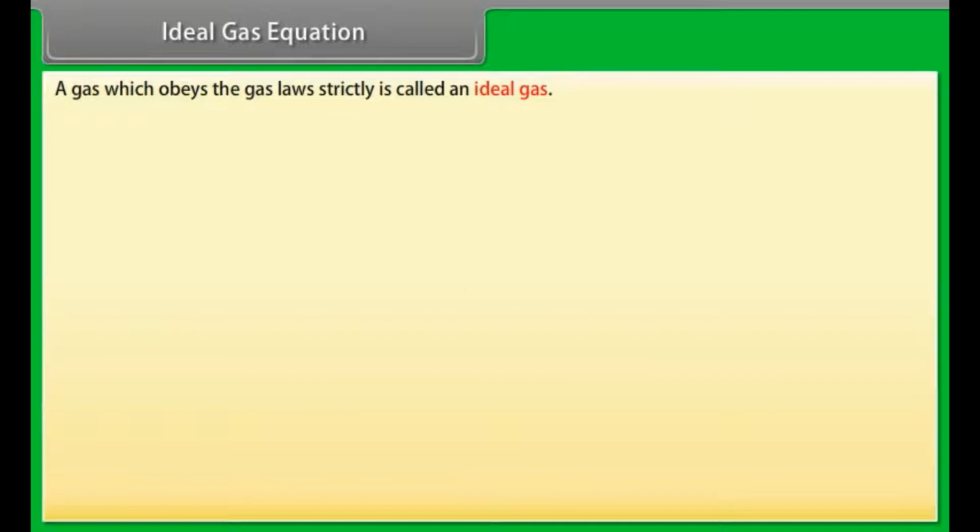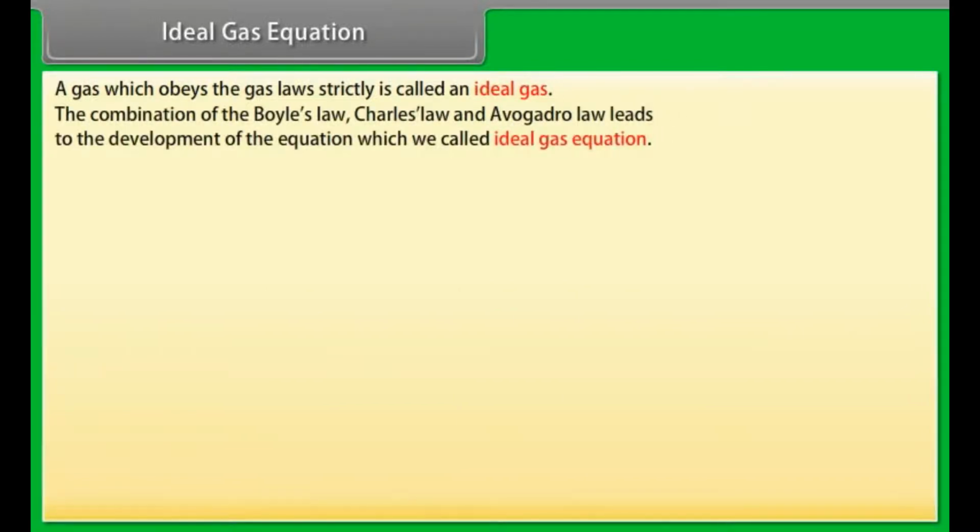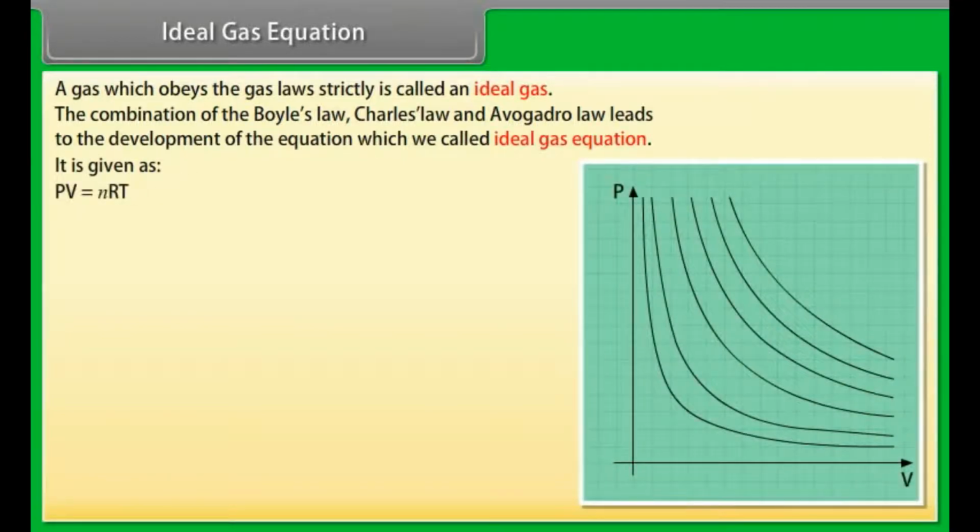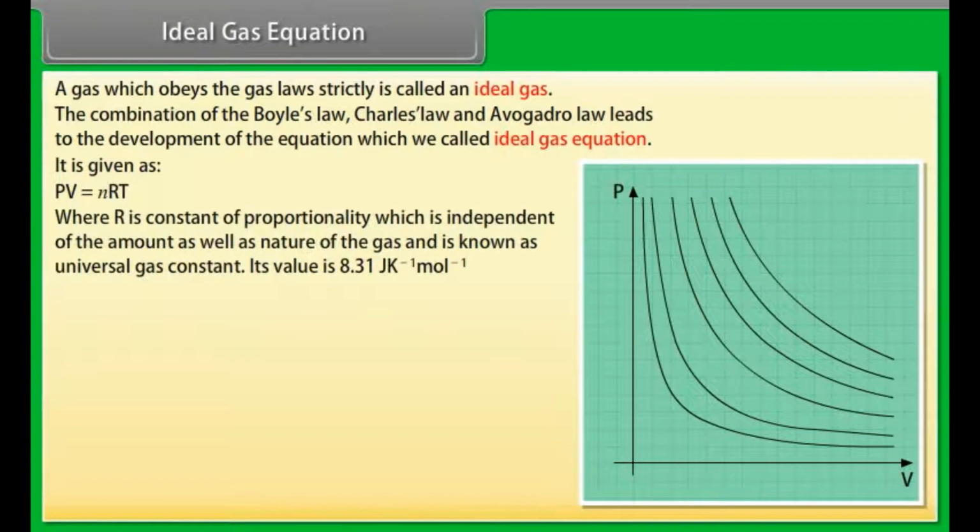Ideal gas equation. A gas which obeys the gas laws strictly is called an ideal gas. The combination of Boyle's law, Charles' law and Avogadro's law leads to the development of the equation which we call the ideal gas equation. It is given as PV is equal to nRT, where R is the constant of proportionality which is independent of the amount as well as nature of gas and is known as the universal gas constant.